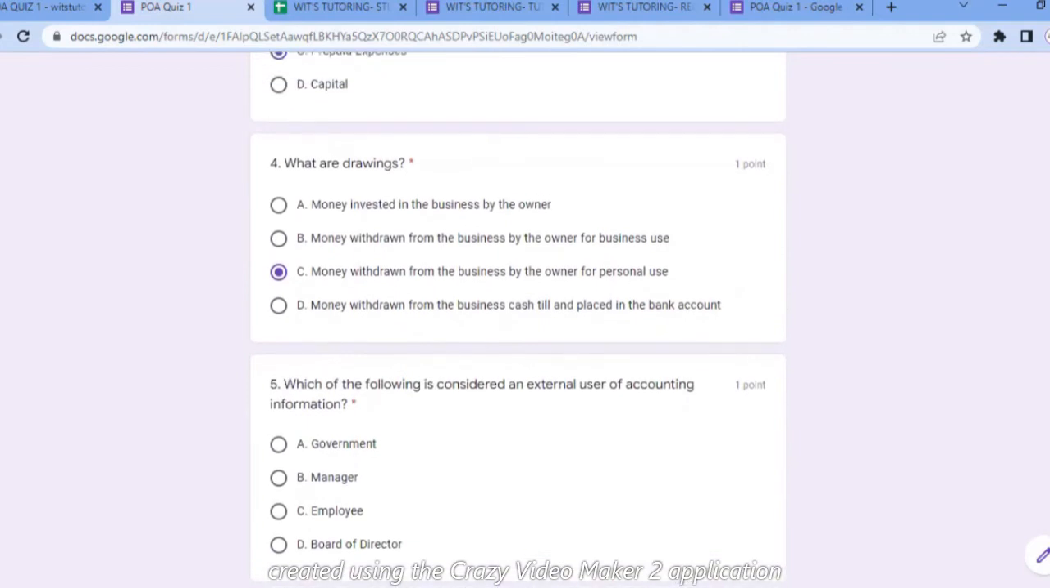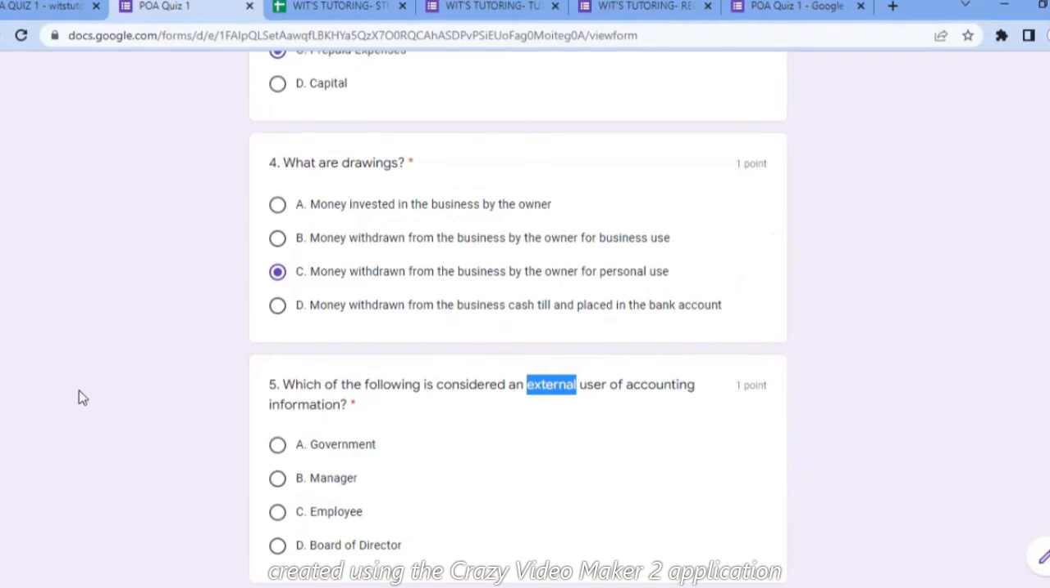Next, we have number 5, which of the following is considered an external user of accounting information? External means, in English, outside, right? So these are persons outside of the organization that use accounting information. Manager, employee, and board of directors, they're all internal users. So the answer has to be government.